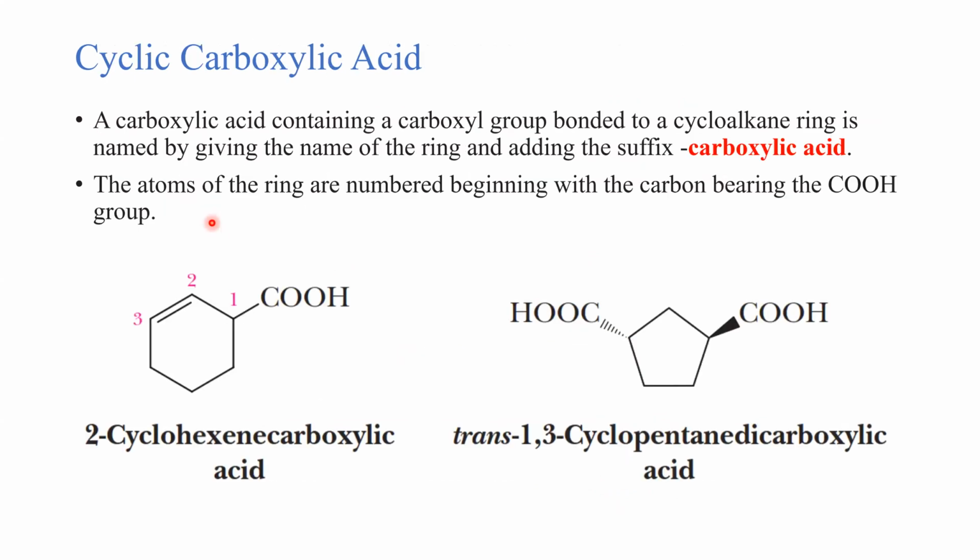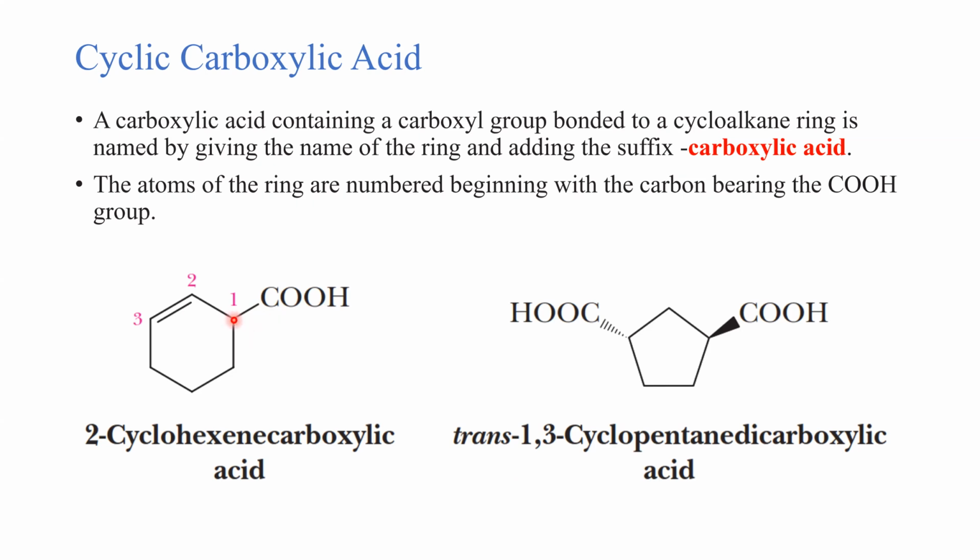Now, another case is the cyclic carboxylic acid, when there is a ring in the structure. For this, you will name that cycle, whatever the carbon chain is making that one. And if there is any double bond or any substitution, you will name as we have discussed in our previous slides or refer to the other previous lectures. So here in this case, this is a 6-membered cyclic structure, and there is the carboxylate side, right?